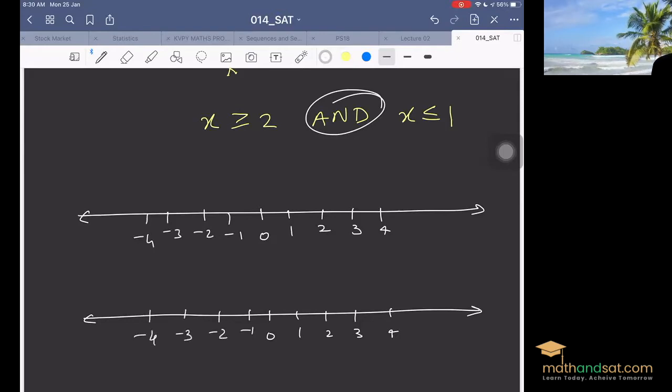The first inequality, x greater than or equal to 2, is represented as 2 and numbers on the right side of 2. Yes? And the second inequality, x less than or equal to 1, is represented as the number 1 and all numbers on the left side of 1.